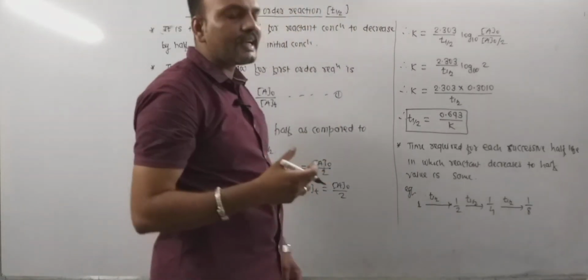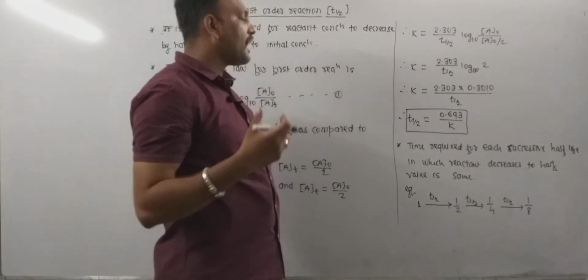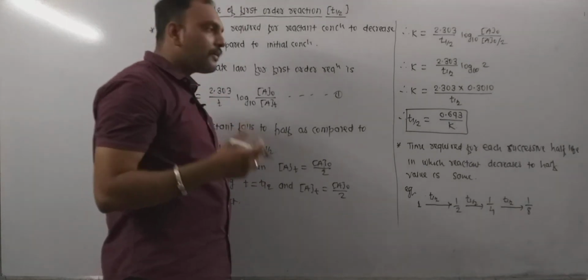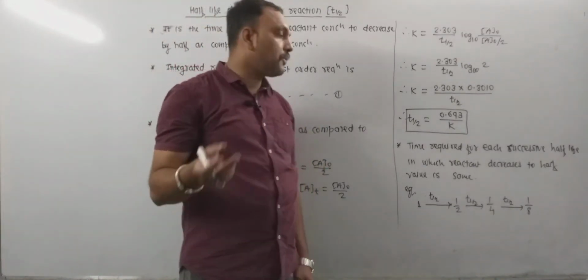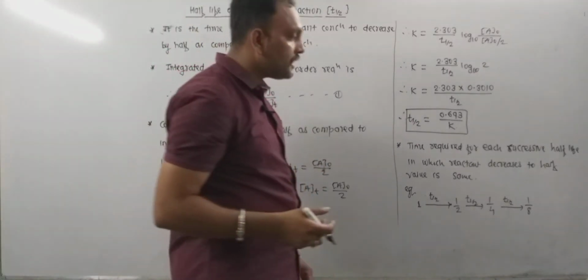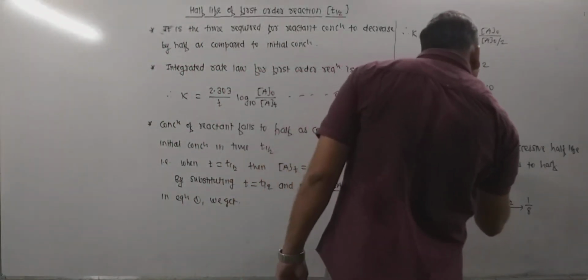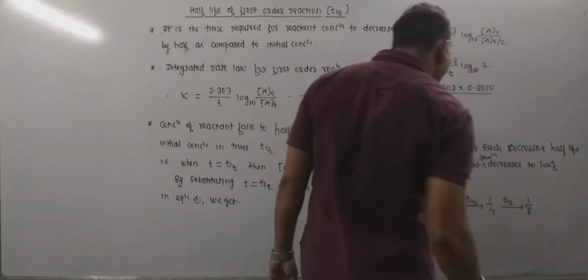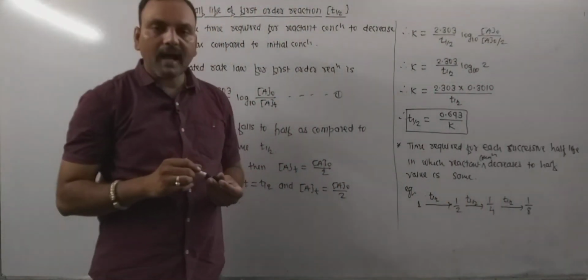So this is the speciality of the first order reaction. The time required for each successive half-life, in which the reactant concentration decreases to half value, is always the same.